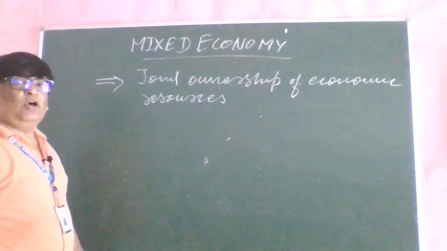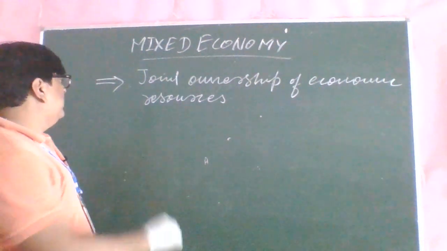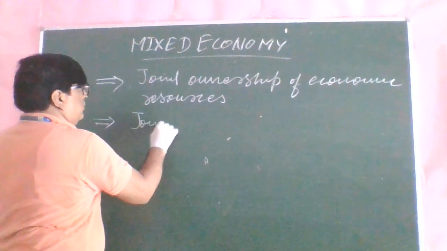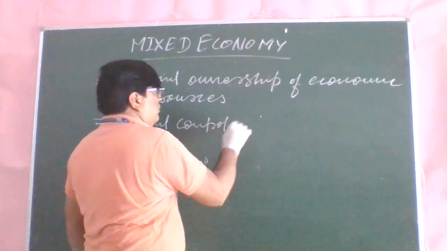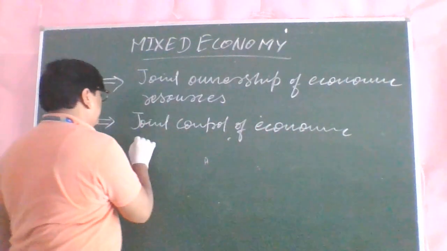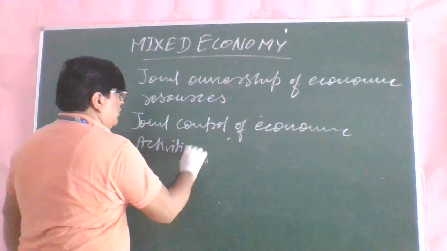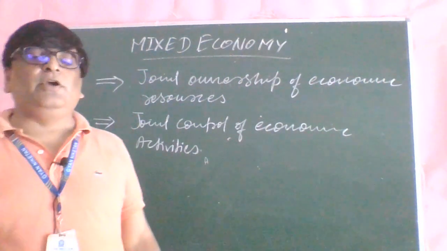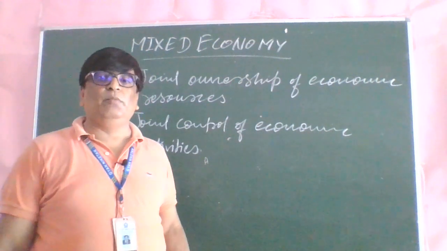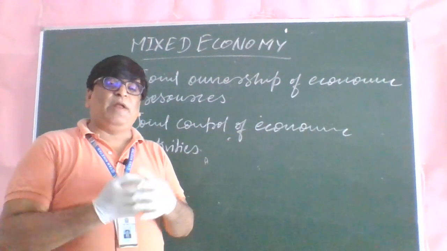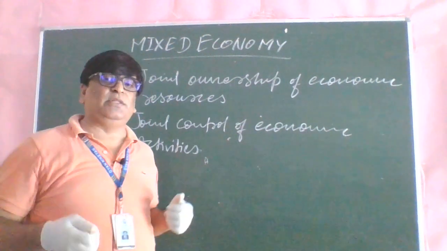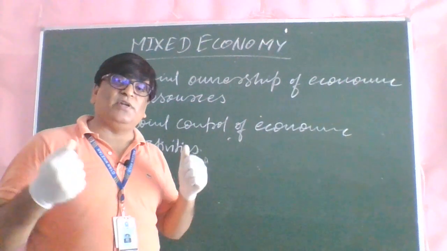जॉइंट ओनरशिप ऑफ इकोनॉमिक रिसोर्सेज, नंबर वन. एंड नंबर टू इज जॉइंट कंट्रोल ऑफ इकोनॉमिक एक्टिविटीज. जॉइंट कंट्रोल ऑफ इकोनॉमिक एक्टिविटीज, जहां पे दोनों एक साथ इकट्ठे होते हैं उसको बोलते हैं हम लोग मिक्स्ड इकोनॉमी. प्राइवेट और पब्लिक सेक्टर, प्राइवेट इंडिविजुअल और गवर्नमेंट का जॉइंट ओनरशिप होता है. प्राइवेट और पब्लिक का, यानी कि दोनों सेक्टर एक साथ काम करते हैं. ऐसा नहीं कि सिर्फ सरकारी रहेगा, नहीं, प्राइवेट भी रहेगा, सरकार भी रहेगा.